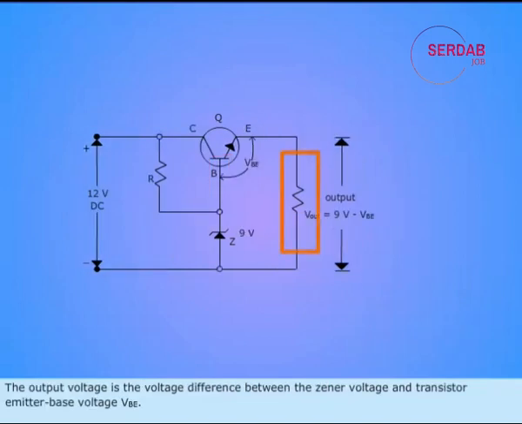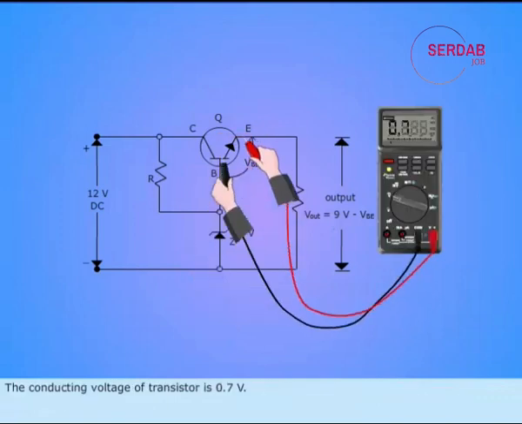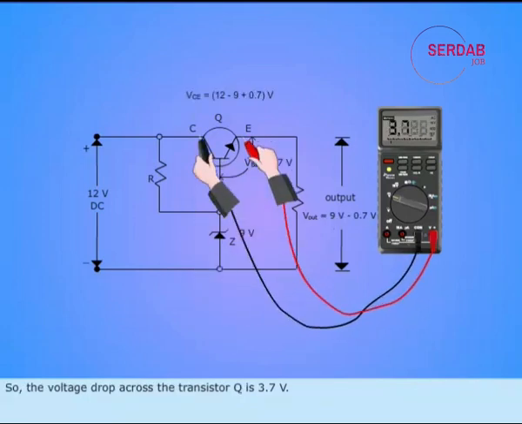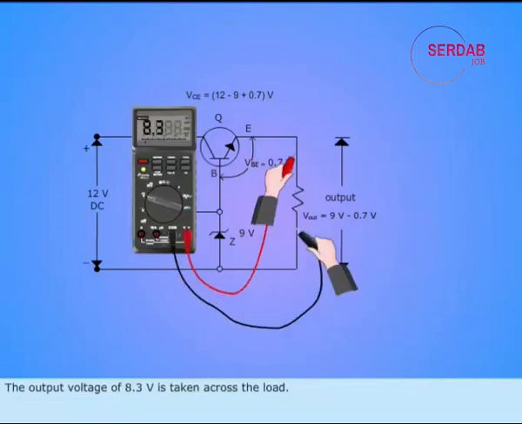The output voltage is the voltage difference between the Zener voltage and transistor emitter base voltage, V sub BE. The conducting voltage of transistor is 0.7 volts. So, the voltage drop across the transistor Q is 3.7 volts. The output voltage of 8.3 volts is taken across the load.